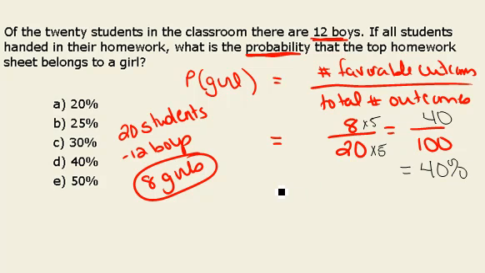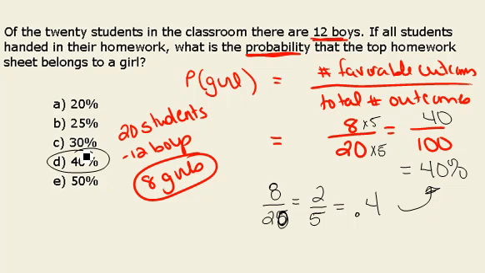Another way I could have done this is to first simplify 8/20ths. Dividing both numerator and denominator by 4 gives me 2/5, and 2/5 is equivalent to 0.4 or 4/10, which again gives me 40%. Therefore, D is my answer, 40% probability that the top homework sheet belongs to a girl.